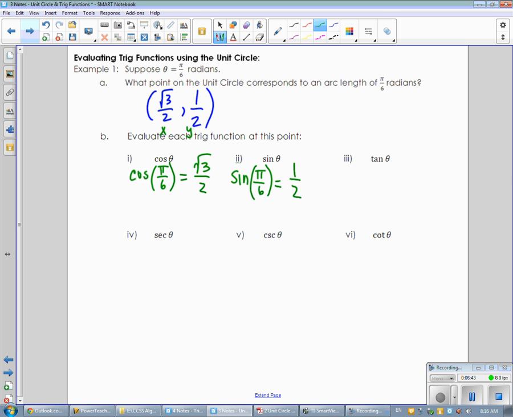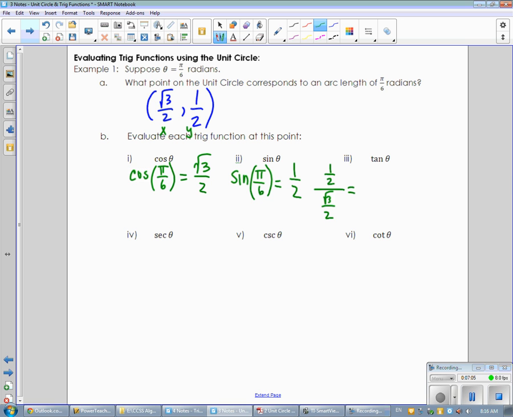The tangent, we said, is going to be y over x. So if I think about that, it's going to be 1/2 divided by the square root of 3 over 2. And this may look a little funny to you. This is what we call a compound fraction, where I'm basically dividing two fractions. But you learned how to do this in elementary school. If you remember, dividing fractions is the same as multiplying by the reciprocal.